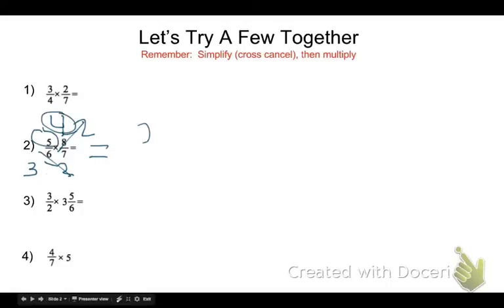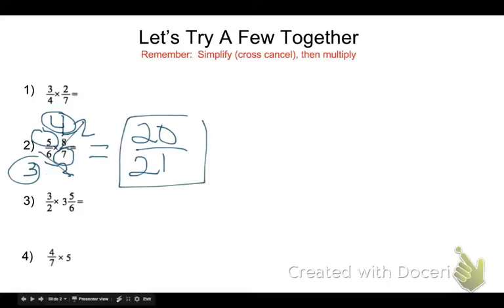5 times 4 is 20. 3 times 7 is 21. Oftentimes when you cross cancel first and then you multiply, your answer is in simplest form already. So I'm looking at 20 and 21, making sure it cannot be simplified any further. And the only fact that I can think of for 21 is 7 times 3. And 7 does not make 20. 3 does not make 20. So that would be my final answer.